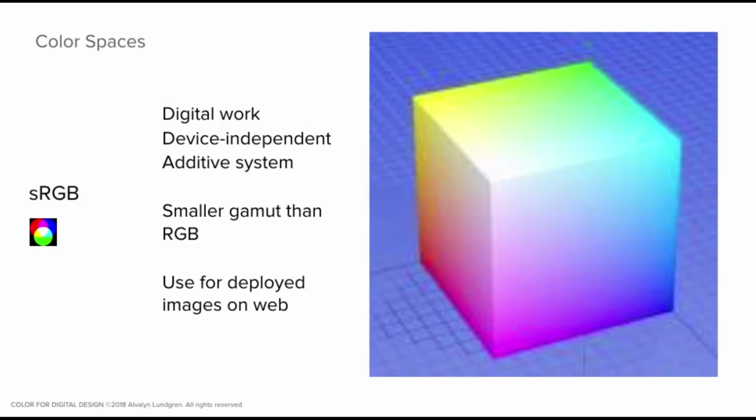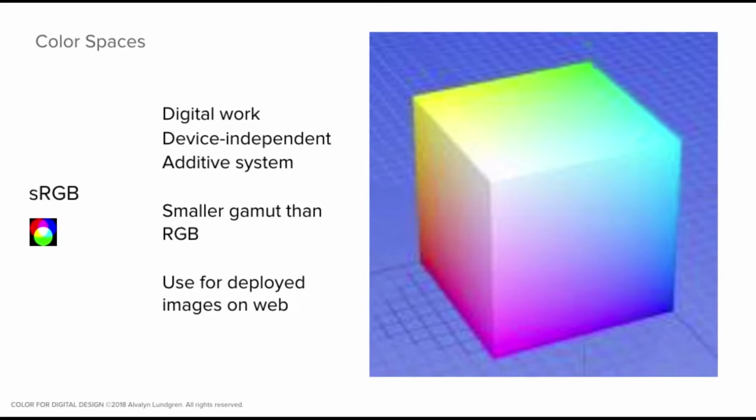You convert to sRGB whenever you want to deploy an image onto the internet. sRGB is a smaller color space than RGB, but it allows more consistency when you're viewing an image on the internet. So any image that you deploy to your website should be in sRGB so that not only are you seeing it as accurately as possible, but everybody else who's viewing it from their particular computers and through their particular browsers are seeing it as accurately as well.